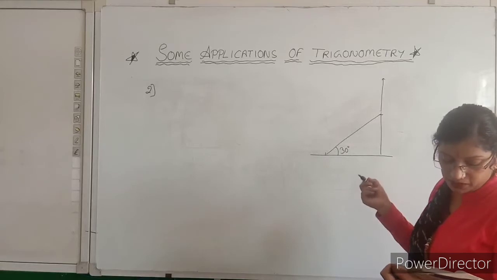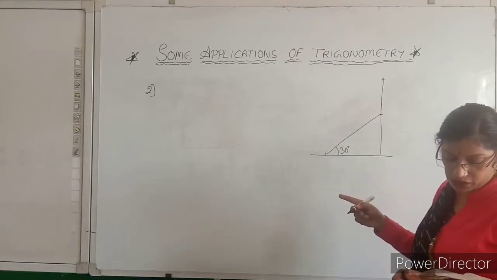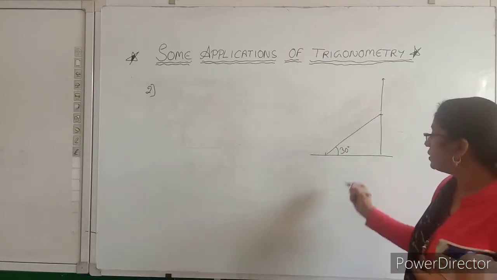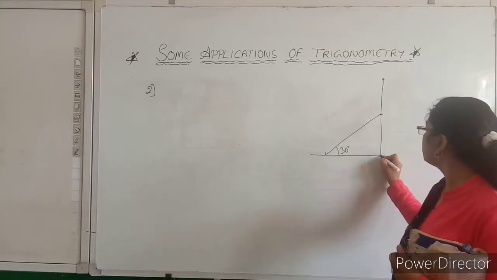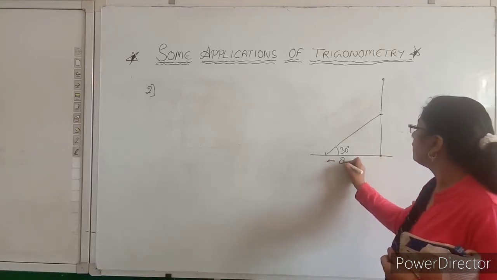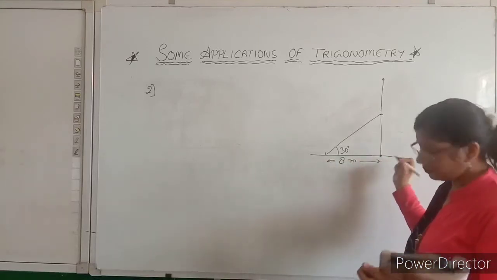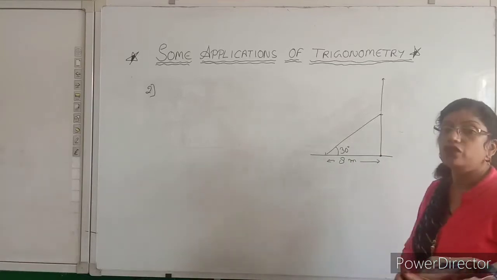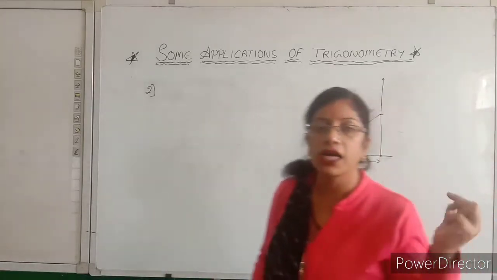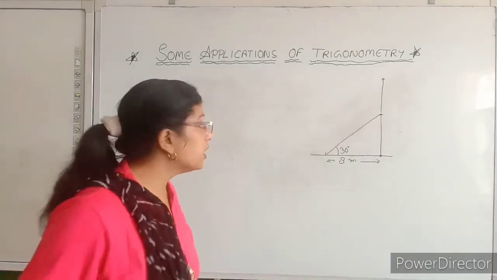The distance between the foot of the tree to the point where the top touches the ground is 8 meter. The foot of the tree is this one. The distance between this is 8 meter. Find the height of the tree. So you have to find the height of the tree. So how do you find the height?